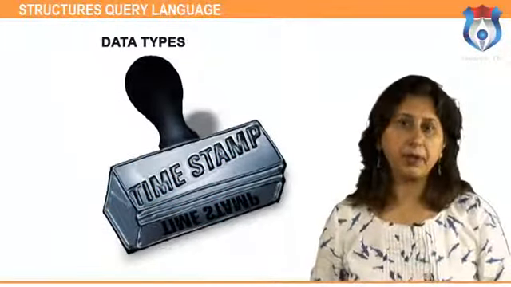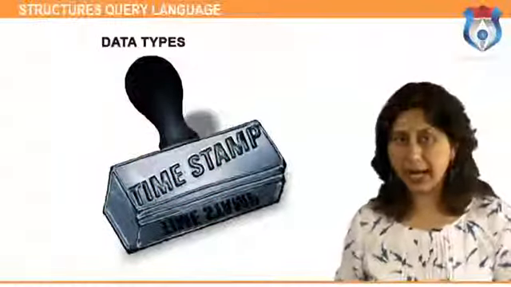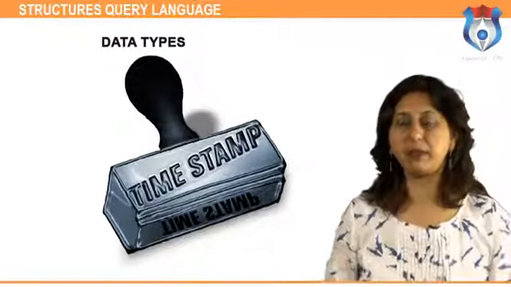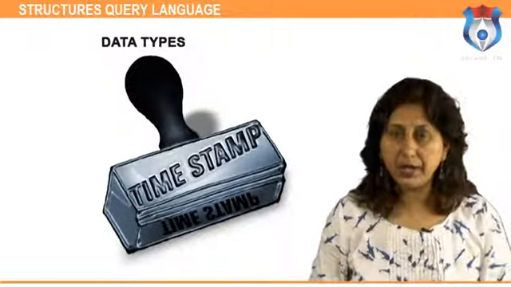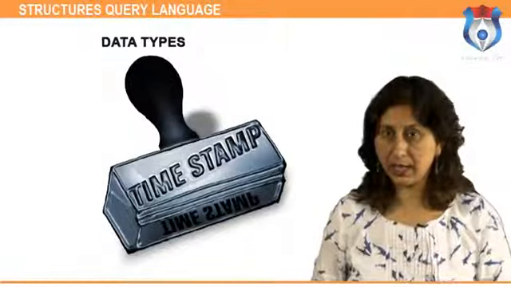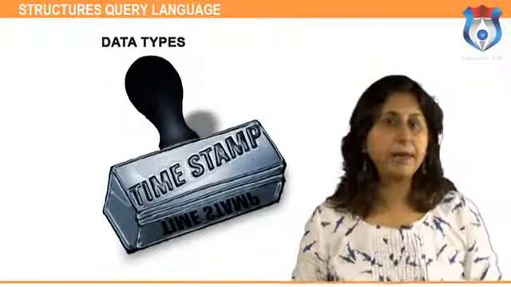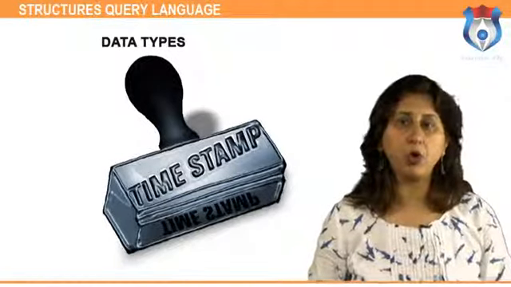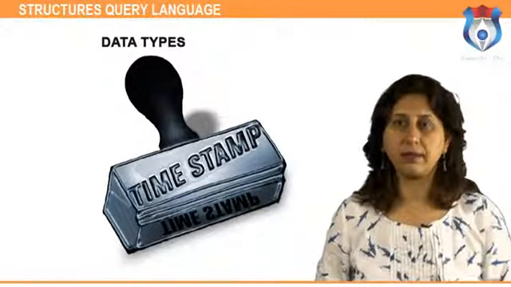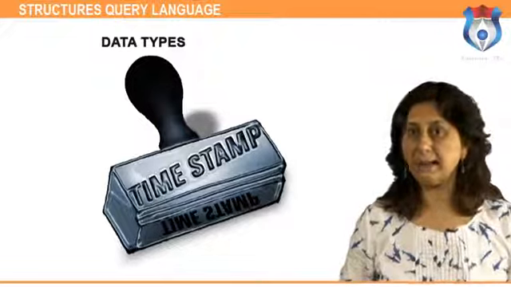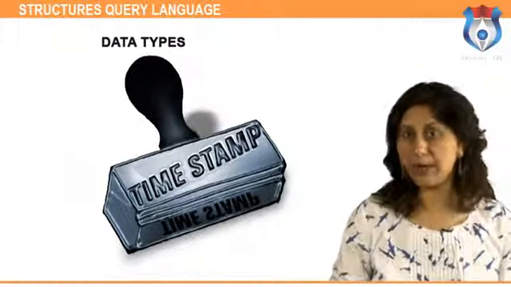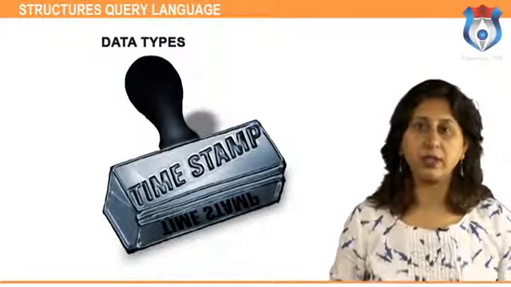Timestamp. This is a date and a time put together in one variable. Example 2010, 05, 30, 14, 55, 37. Timestamp with time zone or timestamp TZ, the same as timestamp but including details about the time zone in question.